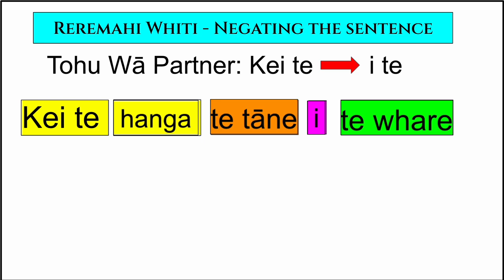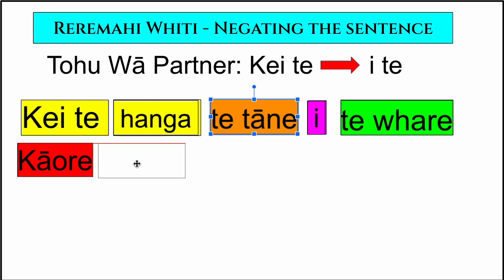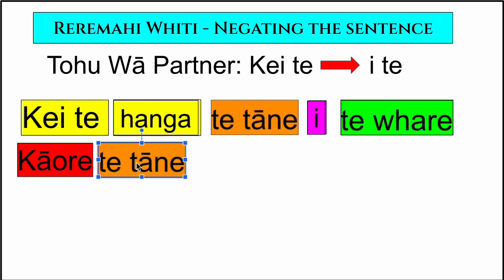If we want to negate this sentence, we need to start with our negation word, kāore. And there it is. Then the next step, just like we did with the Reremahi poro, is to bring the kaimahi forward in the sentence and pop it there. Kāore te tāne. This is then followed by the negation partner of kei te, which is i te. That's the negative tohuwa.